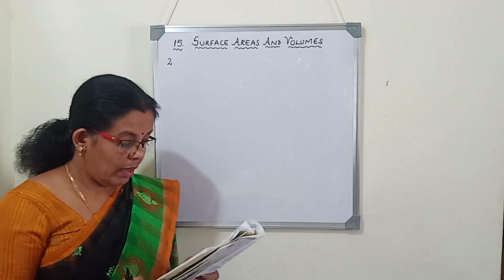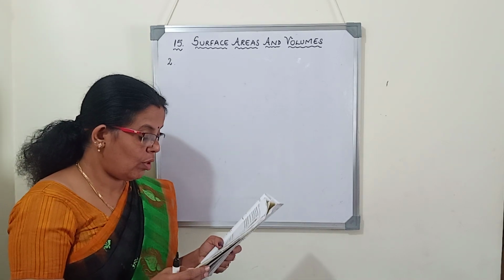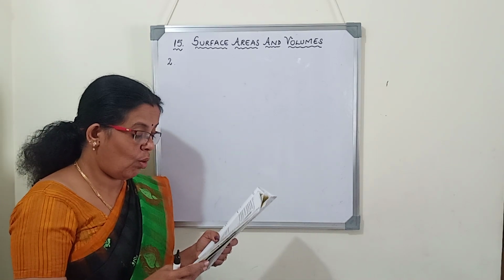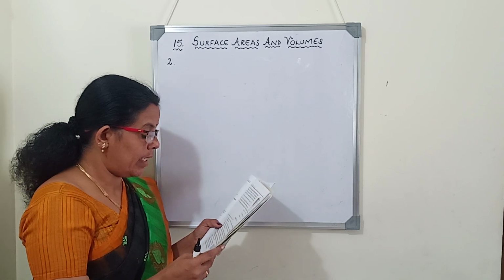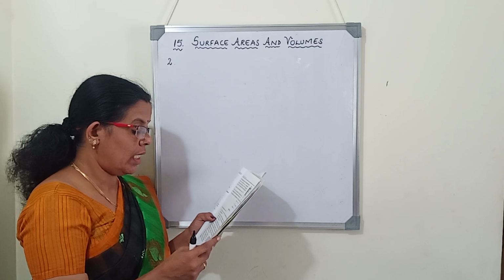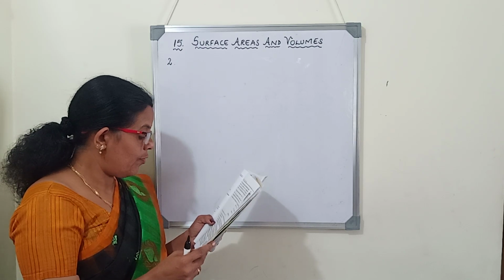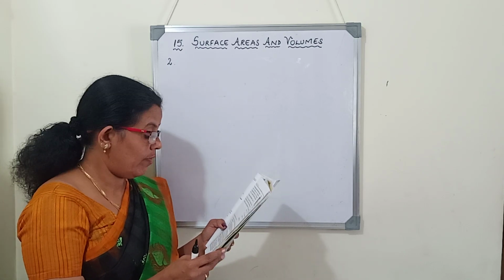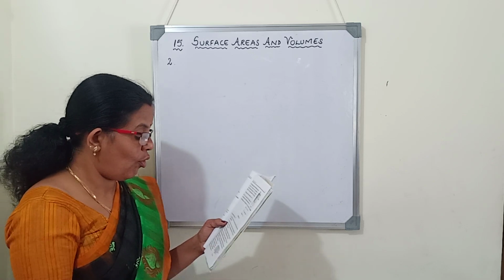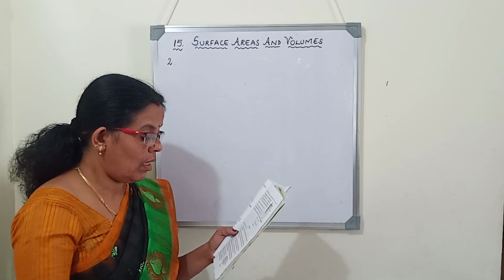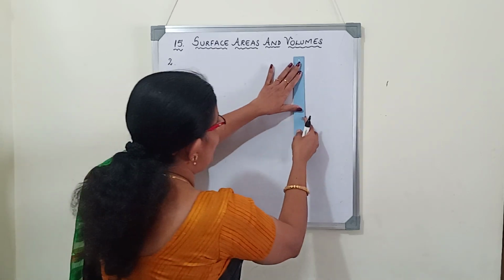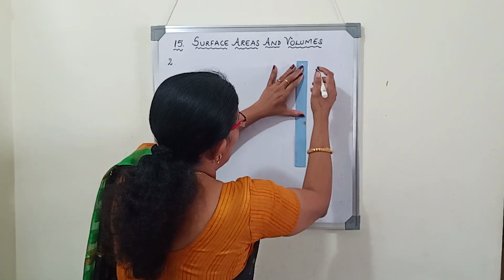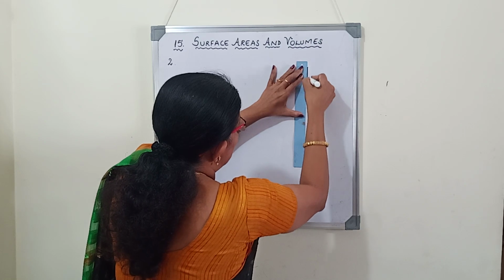Second question. A vessel is in the form of a hollow hemisphere mounted by a hollow cylinder. The diameter of the hemisphere is 14 centimeter and the total height of the vessel is 13 centimeter. Find the inner surface area of the vessel. So here, on top of a hollow hemisphere, there is a hollow cylinder.